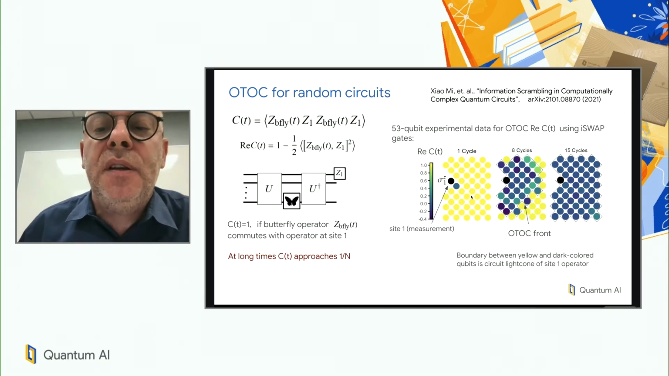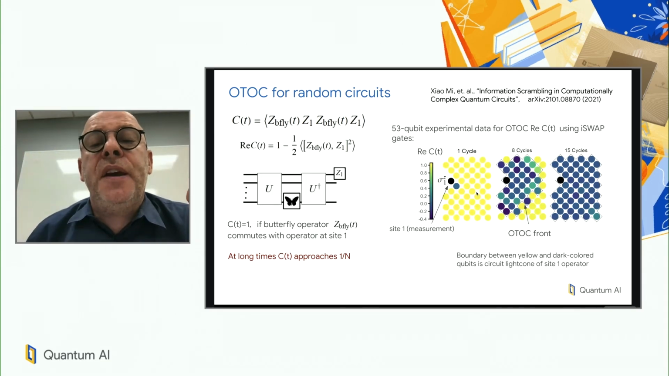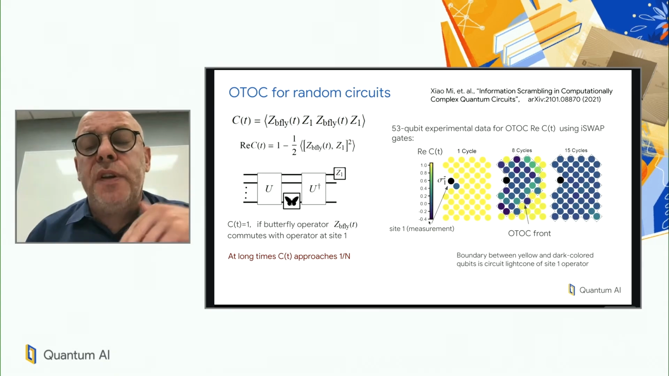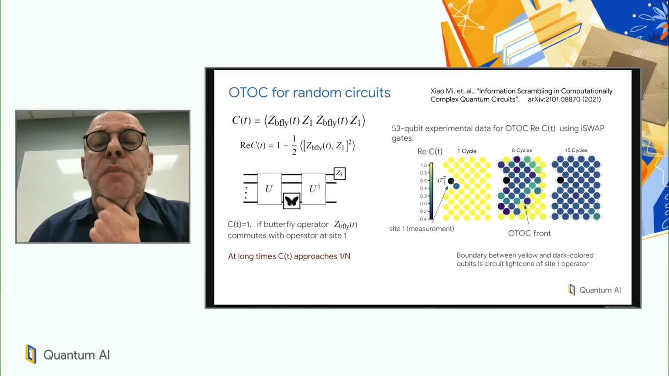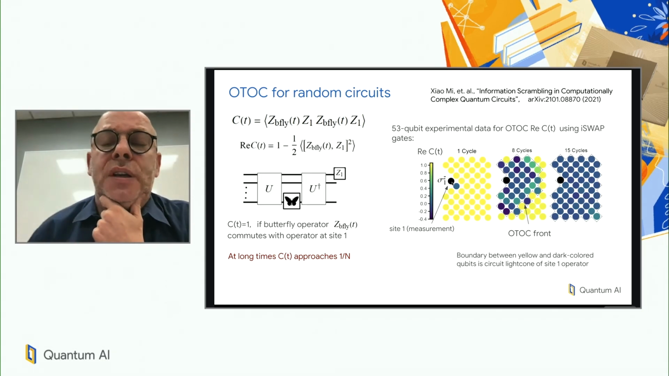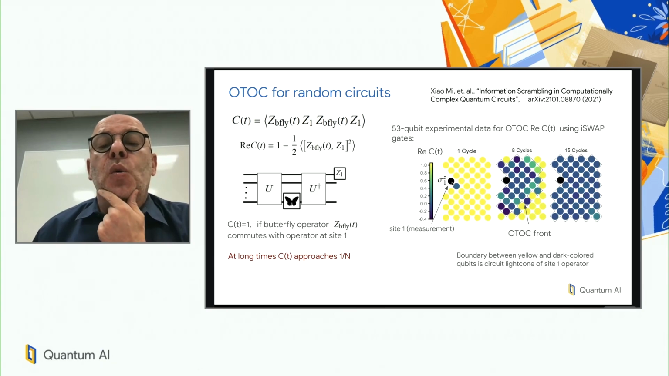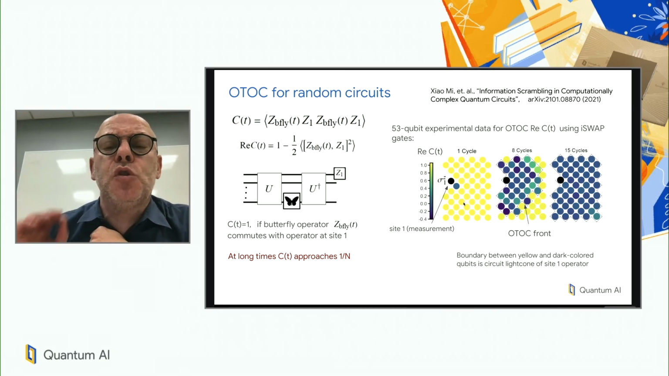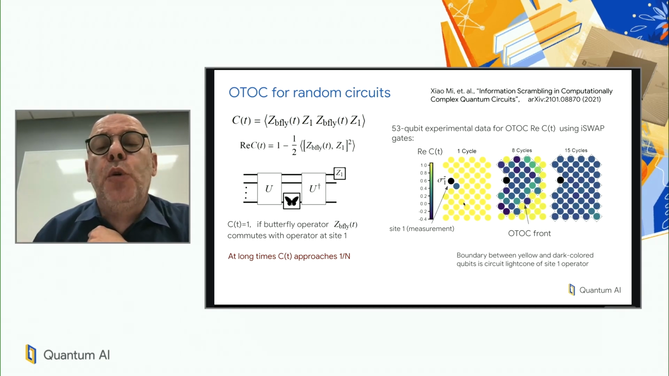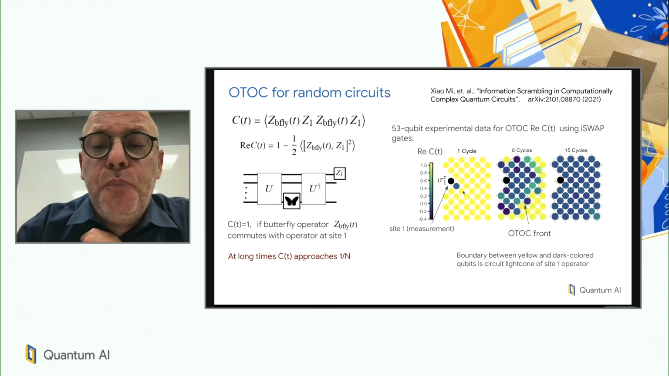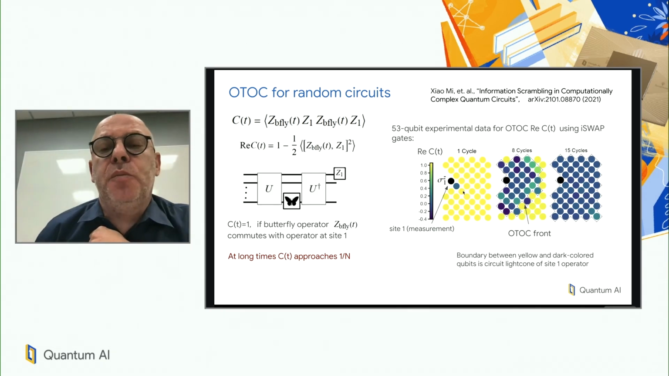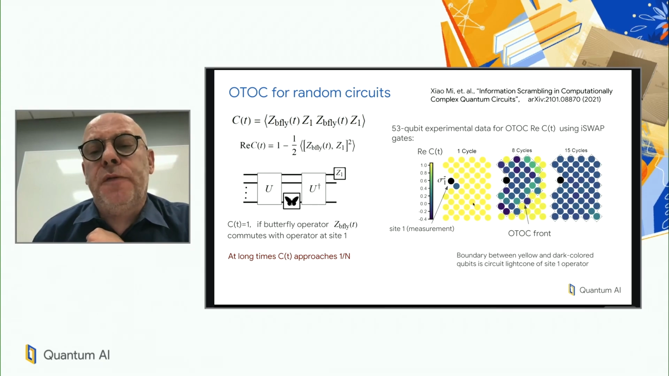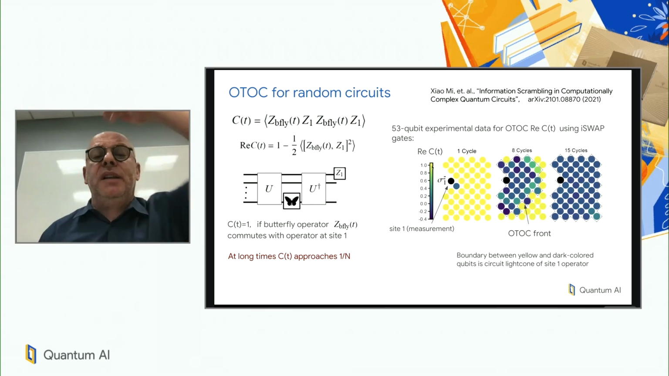So this is an experiment with 53 qubits. And the real part of the out-of-time order correlator is shown with this density plot. Its upper value is 1, and it goes to negative values. The measurement operator is shown by the black dot here. It's a Z operator. Different qubits are colored with a color that corresponds to the out-of-time order correlator for the butterfly placed in that particular qubit. Most of the qubits are yellow. The out-of-time order correlator is 1.